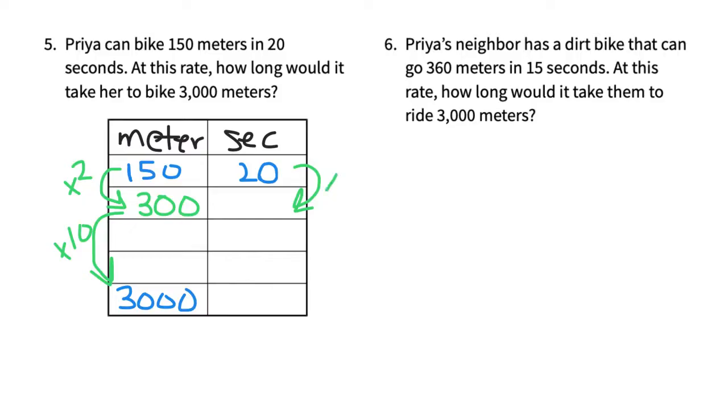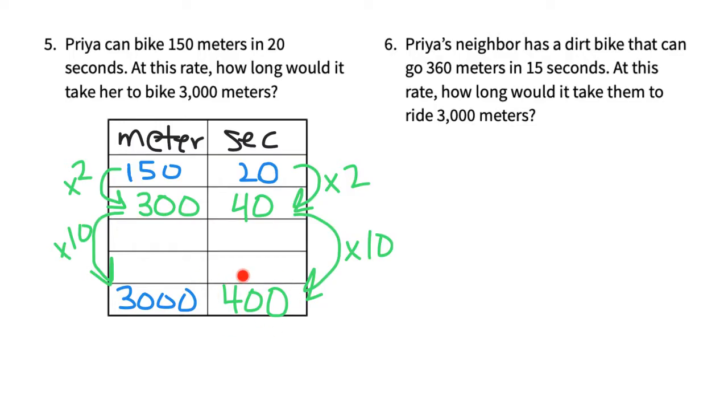So we're going to follow that same process. 20 times 2 gives us 40 seconds, times 10, that gives us 400 seconds. So we can see that in order for Priya to bike 3,000 meters, it would take 400 seconds.